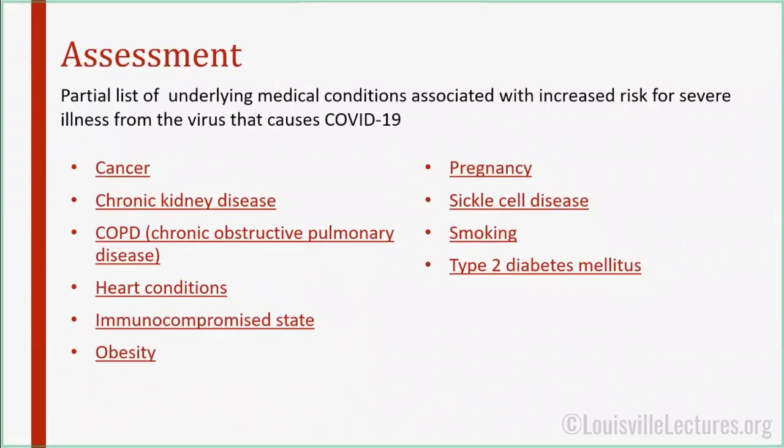So again, in the assessment, here's a partial list of some of the underlying medical conditions that can portend a poor prognosis in someone who has COVID-19. Conditions such as cancer, chronic kidney disease, COPD, any kind of heart condition, any immunocompromised state, obesity, type 2 diabetes, a history of smoking, and most recently, pregnancy and sickle cell disease were added by the CDC.